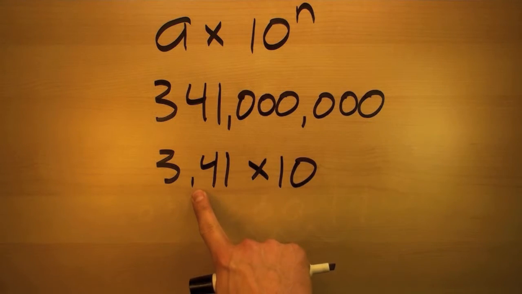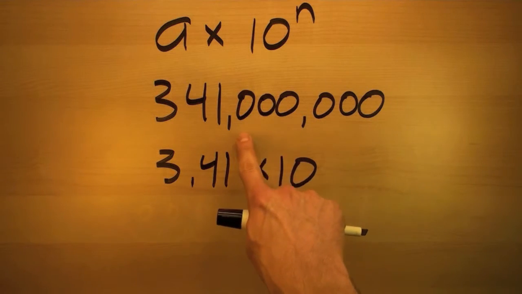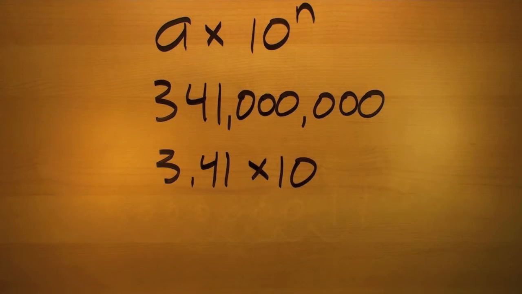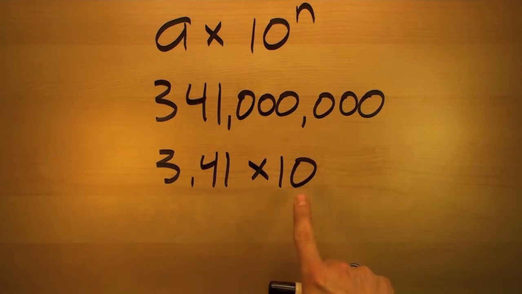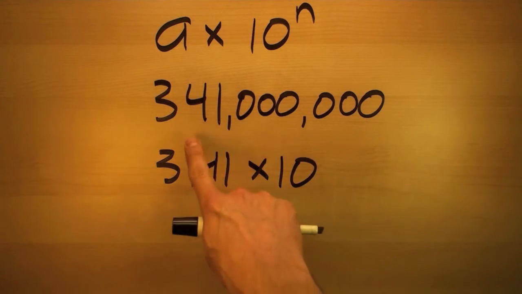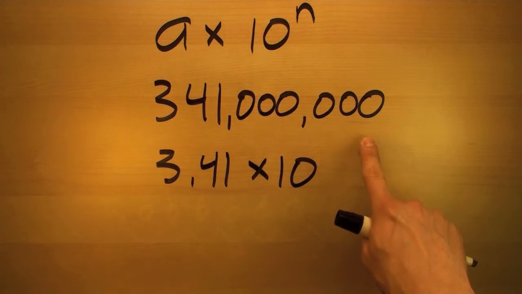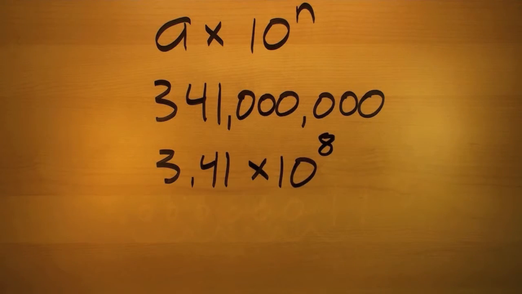So how many places did we move it? 1, 2, 3, 4, 5, 6, 7, 8. We moved it 8 places. And then we have to decide if it's a positive 8 or negative 8. Well, the number got bigger. When we multiply 3.41 times our power, we're going to end up with a really big number. So we must be moving the decimal in that direction, meaning this is a positive 8.